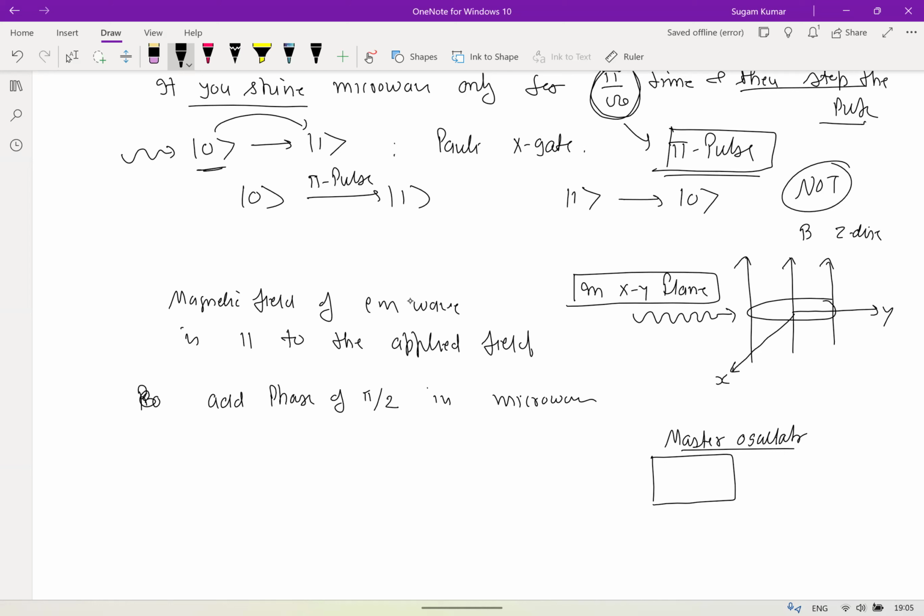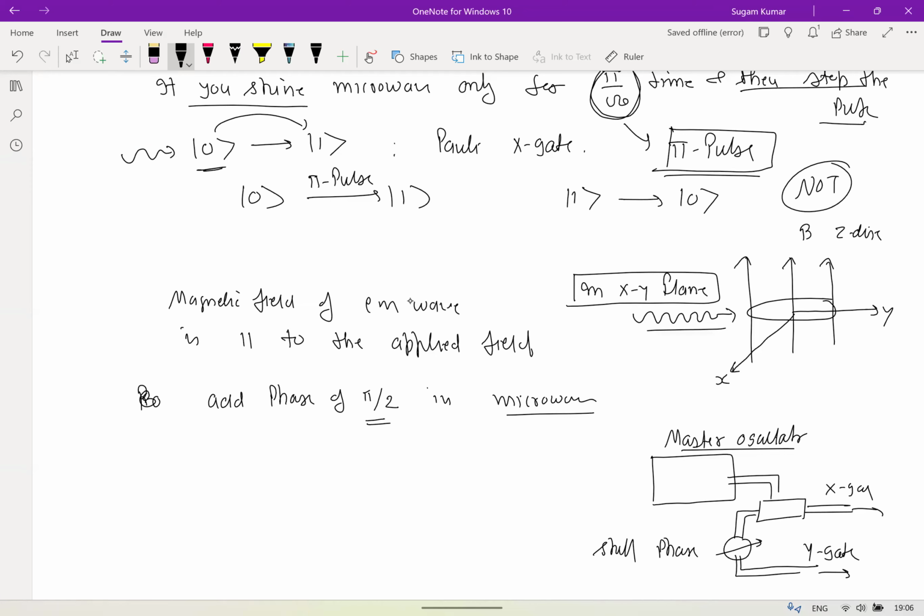So if I add a phase of, let us say, pi by 2 in the microwave, I can shine one radiation and then split the microwave into 2 parts. This one can be used for the X gate, and this one I can pass through a phase shifter. Then I can again shine this photon.